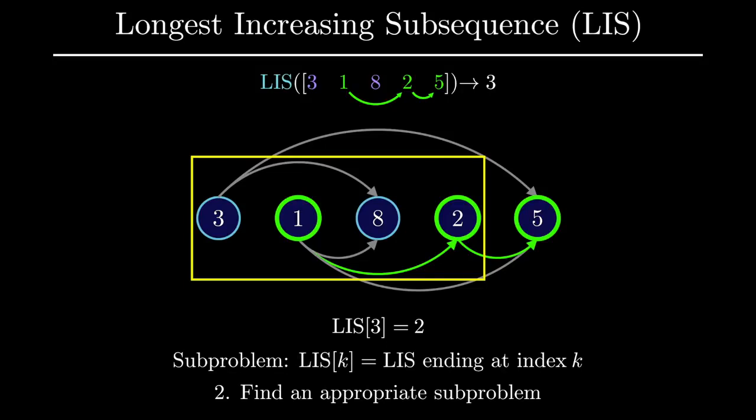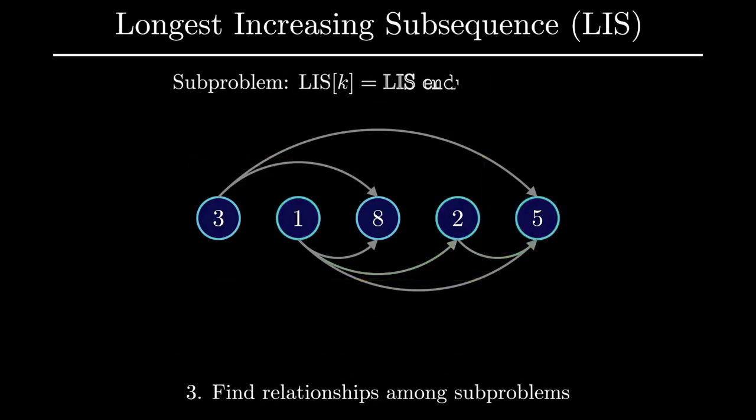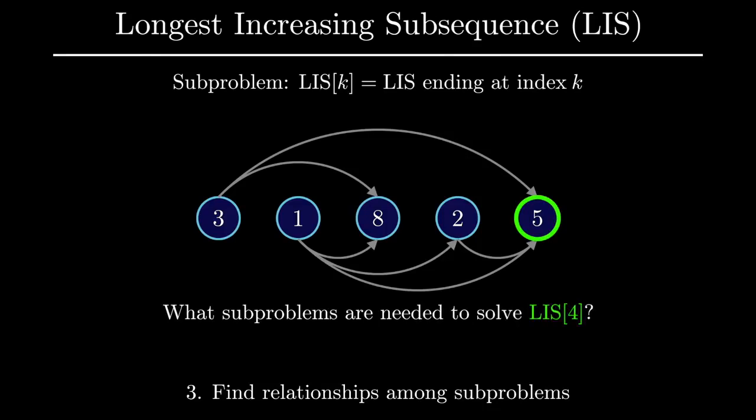Remember that when I am referring to LIS in this particular problem, it is specifically with respect to the length of the sequence. Okay, so now that we've identified one possible subproblem, the third step requires finding relationships among subproblems. It often helps to ask yourself questions in this phase. For example, suppose you want to solve the subproblem of finding the longest increasing subsequence ending at index 4. What subproblems are necessary to solve this? Well, the nice thing about this graphical visualization is that it makes it quite clear what subproblems we need. One path through index 4 must go through index 0, so we will need to know the length of the longest increasing subsequence ending at index 0, which happens to be 1.